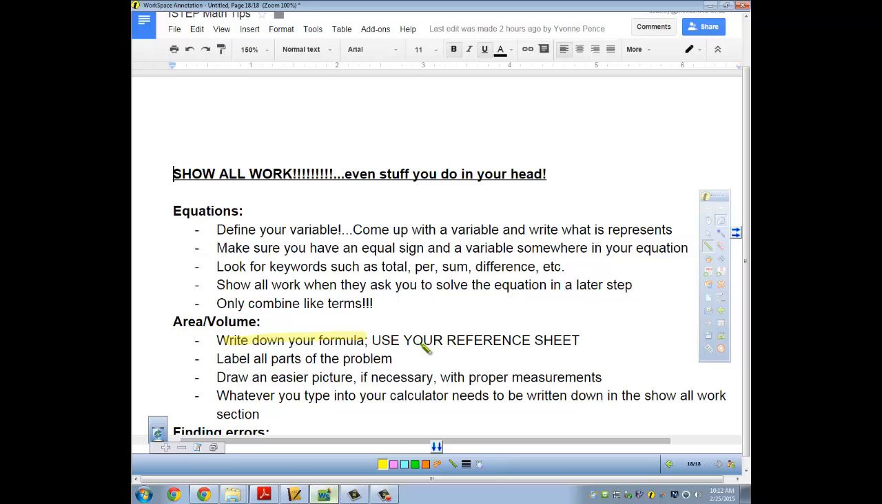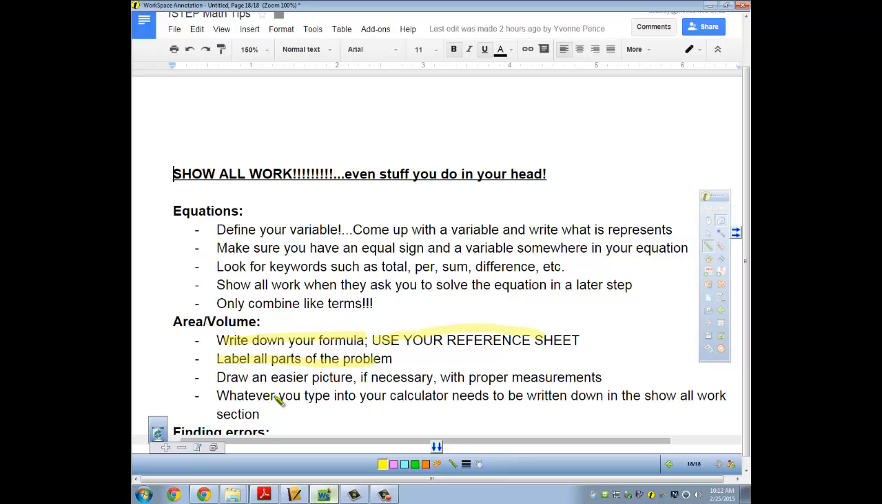Some people forget they have the option to use a reference sheet. It's given to you for a reason. Use it. Make sure that you label all parts of the problem. So keep it organized. Make sure you know what each number goes to.